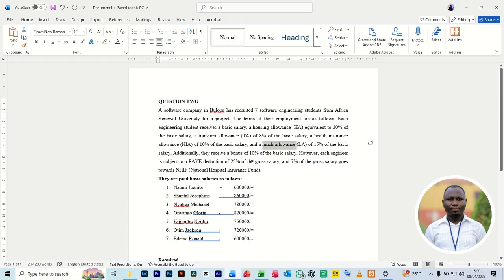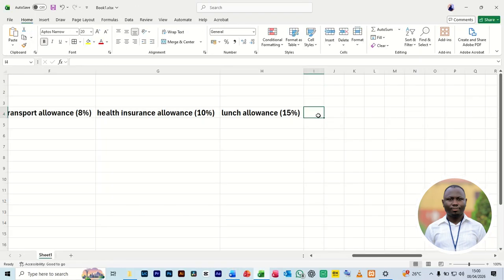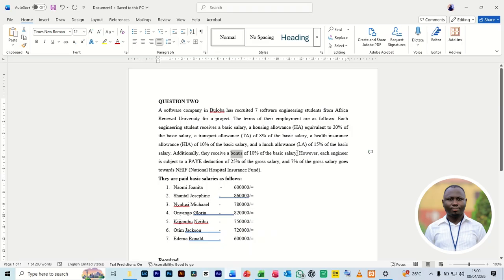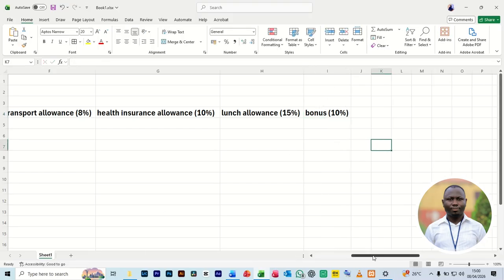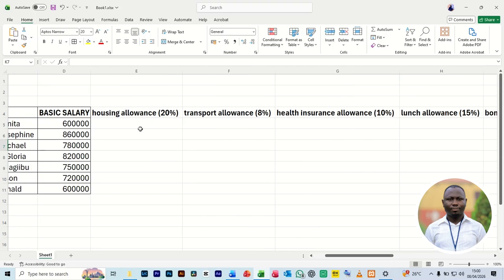Additionally, they receive a bonus. So we have bonus somewhere. Bonus, and they're telling us the bonus is 10% of the basic salary. Okay, we know our bonus is 10% of the basic salary. These are the allowances that we have, and we are told to calculate the different allowances.